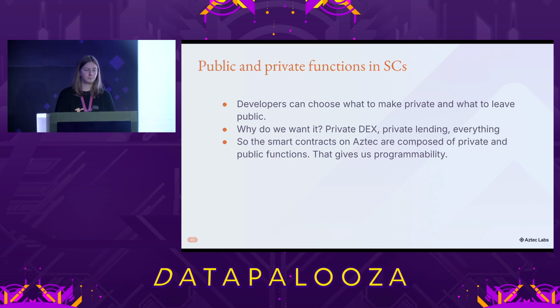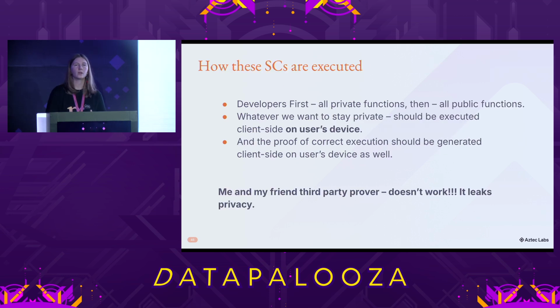Why do we want it? Because we want private DEXs, or we want private lending, something that requires some external party to be aware of some piece of information. For example, if we are doing a decentralized lending protocol, and we want anyone to be able to join as the liquidator, they should be aware, for example, of the collateral amount. So they know if there is any need to liquidate anything. So the smart contracts on Aztec are composed of private and public functions, and that gives us programmability. So now we have this fancy creature of a smart contract we wanted to execute. How is it executed?